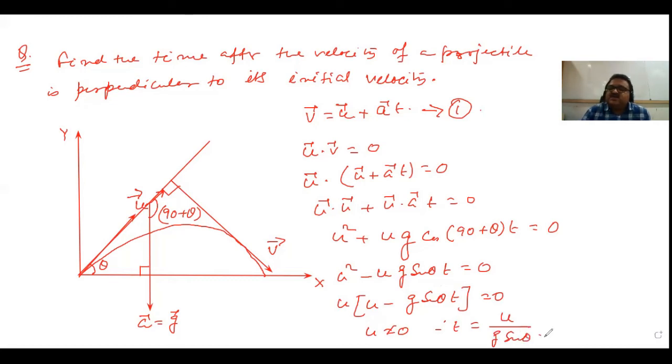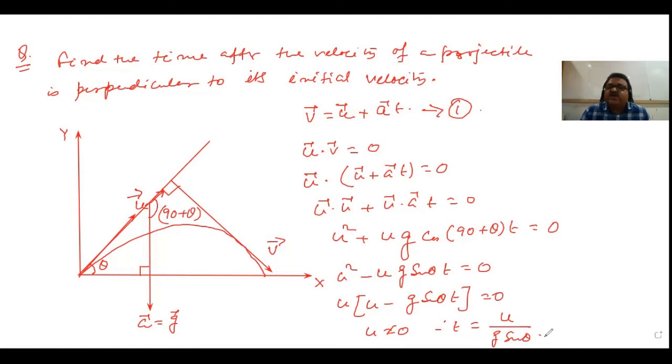So simple. So whatever may be the problem, ultimately the base is the same. Apply the horizontal motion along the horizontal axis. Apply the vertical motion along the vertical axis. If there is no acceleration along the horizontal axis, ignore the acceleration and apply the constant velocity formula. If it is along the vertical axis and acceleration is acting, use the accelerated motion formula. This is simple. This is all about projectile, correct?